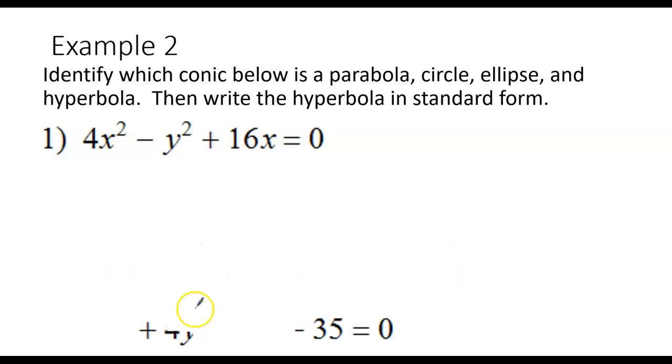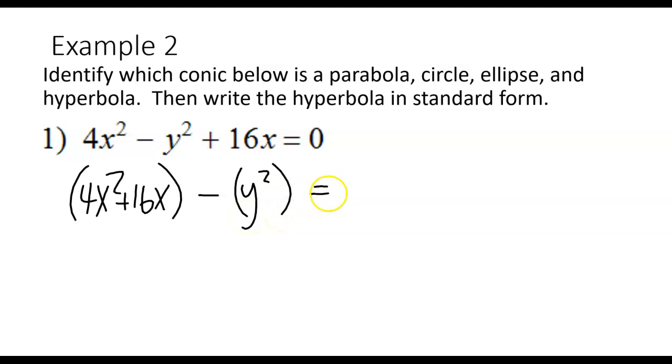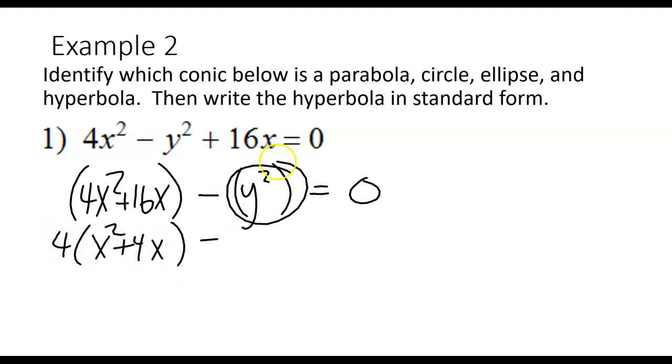So how do we do that? Well, pretty much the same way we did circles and ellipses. So let's begin. Step 1 is we want to group the x's and the y's. So I'm going to put 4x squared plus 16x in parentheses. And the y squared in this case is all by itself, but usually it'll have something there with it. And there's no constant to move to the other side this time. Then what do we do? Well, we factor out the leading coefficient. So I'm going to take a 4 out of here. This one doesn't have a leading coefficient, so we're just going to leave it alone.